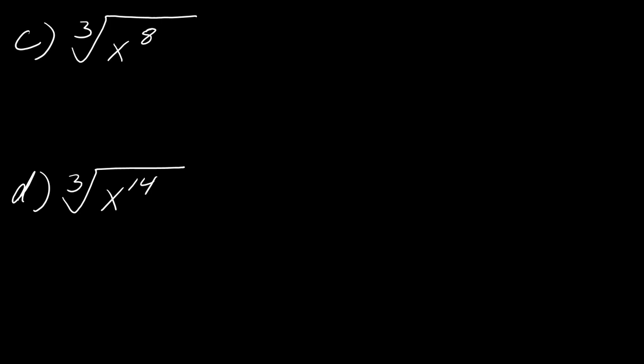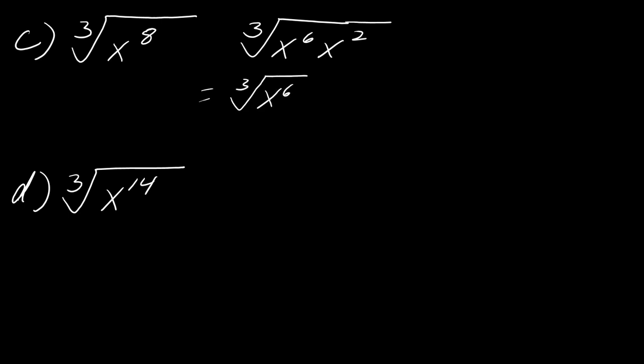Okay, so I'm going to do this one more time using way 1. So the largest number below 8 that's divisible by 3. In this case, if I want to do this via way 1, this is going to be x to the 6th and x squared. So 6 and 2 make 8. And so then I can rewrite this as the cube root of x to the 6th times the cube root of x squared. And so this becomes x squared times the cube root of x squared.